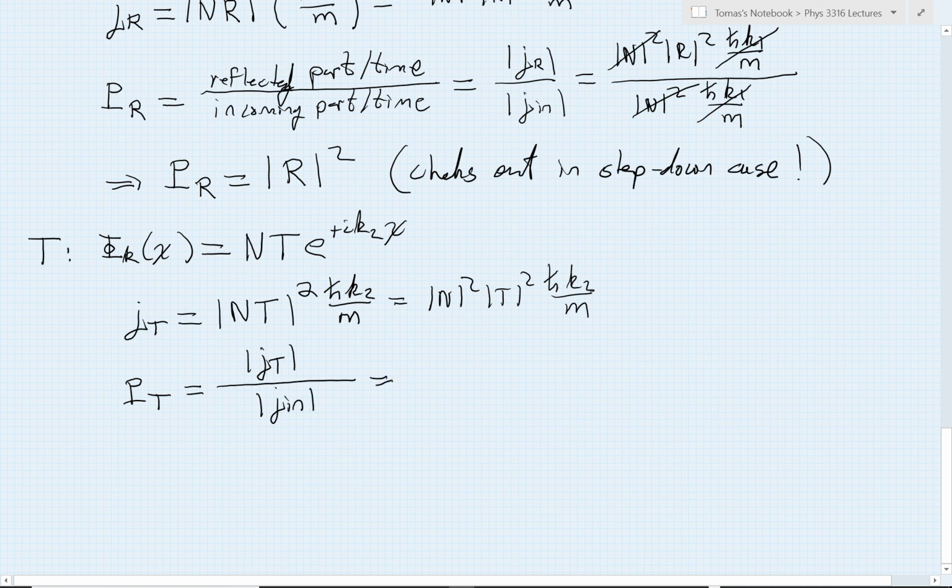fraction of particles transmitted. I now have my n squared factor, my t squared factor, but what's different is that in the numerator I have a k2, whereas in the denominator, for the magnitude of the incoming current, I have n squared, and what enters there is h bar times k1 divided by the mass. There's, of course, much cancellation. The n squareds cancel. These constants, the h bar and the m's, cancel.